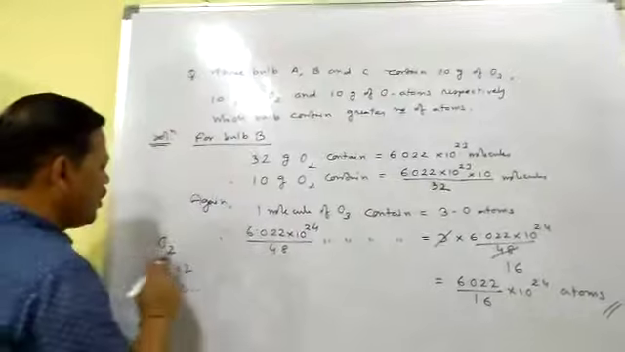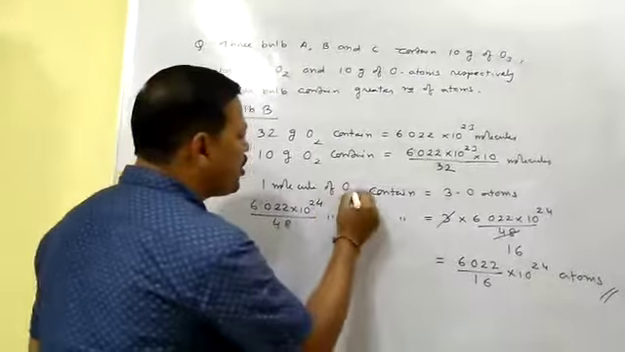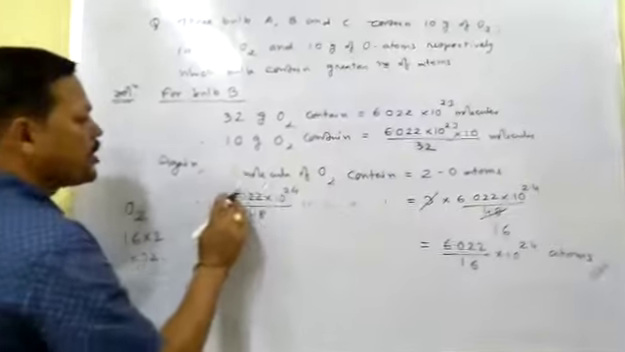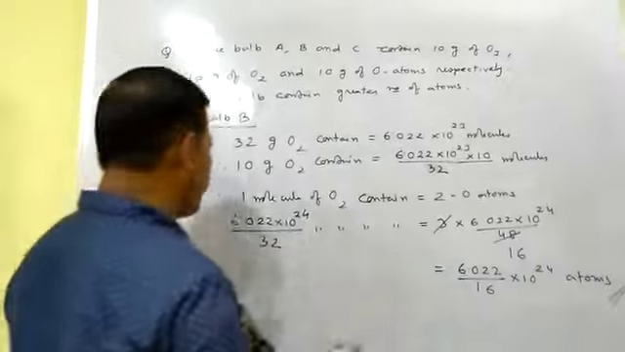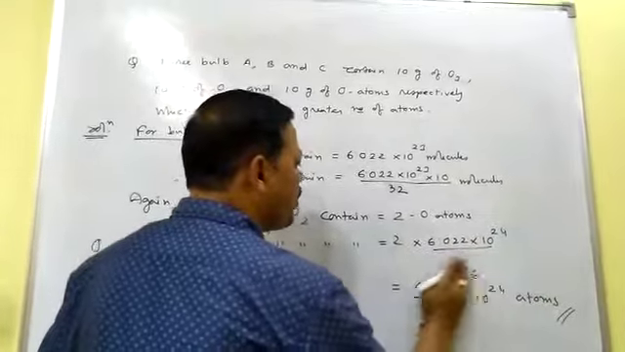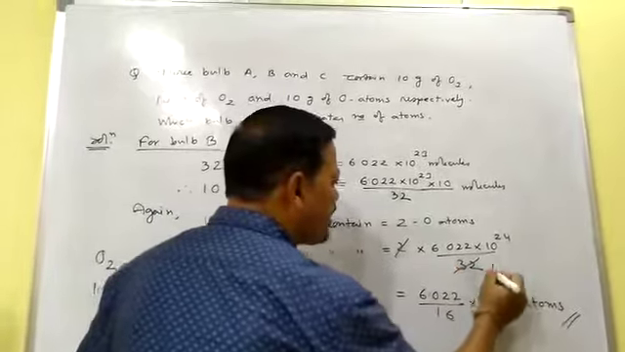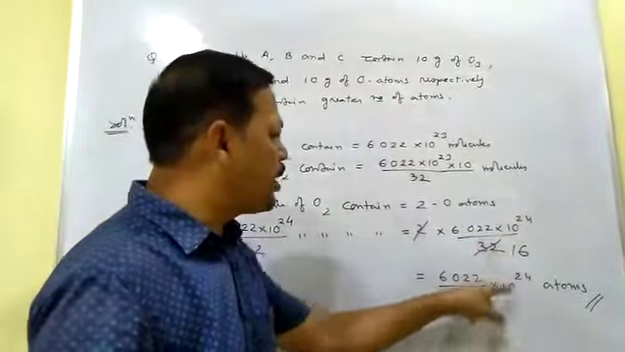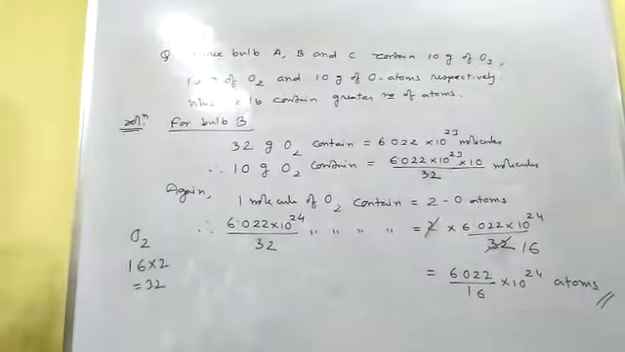Again, this is oxygen O2. One molecule contains 2 atoms. So 1 molecule of oxygen contains 2 oxygen atoms. Therefore 6.022 into 10 to the power 24 divided by 32 molecules contain 2 into 6.022 into 10 to the power 24 divided by 32 atoms. So 2 16s are 32. Ultimately you will get the same number of atoms, 6.022 into 10 to the power 23 divided by 16. Again you have got the same number of atoms.